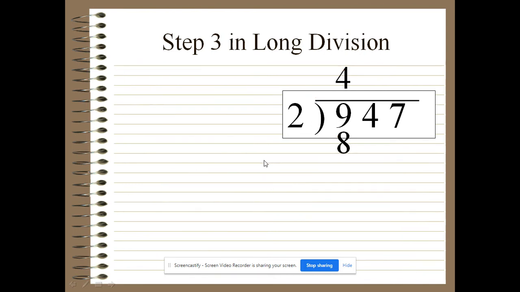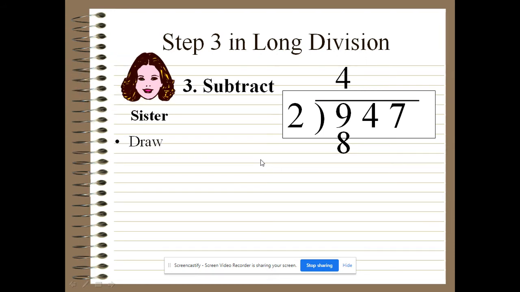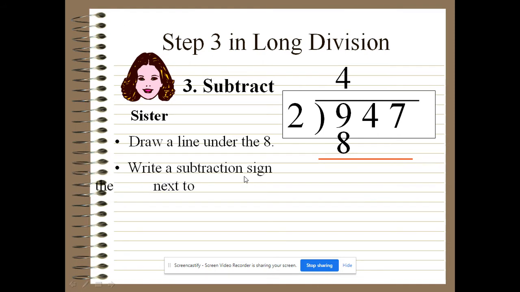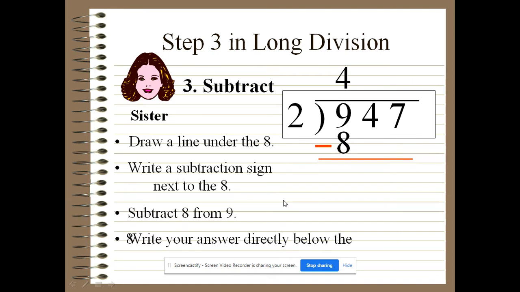Okay, the next step is sister. And sister always subtracts. Now you draw a line under the 8 because you're going to subtract, and you're going to subtract 9 minus 8. And 9 minus 8, with a subtraction sign put in there, equals 1, right? There's our 1. Now, we've divided, we have multiplied, and we have subtracted. What is the next step?